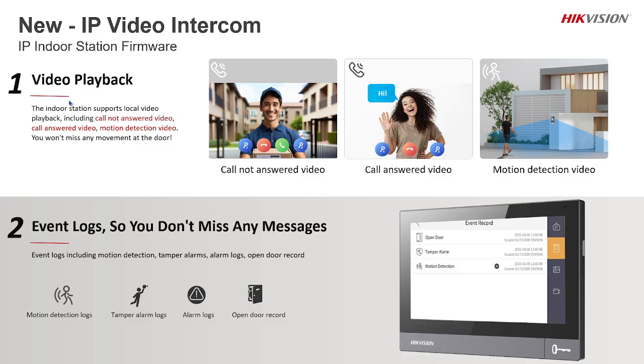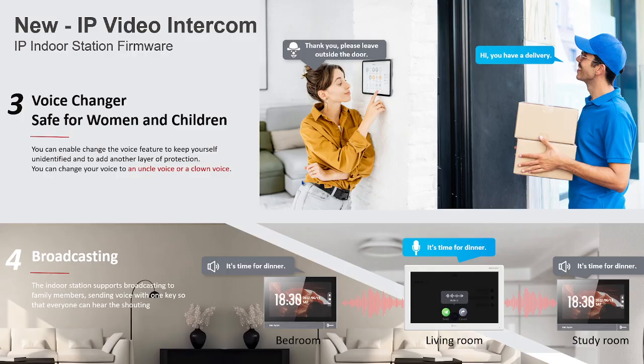Now, on the IP video intercom, we have video playback. Because of the SD card we install on the screen, when someone comes to your door and you are not there, you can always record and playback. We also have motion detection video for security. Then you can access these logs at any given point in time.